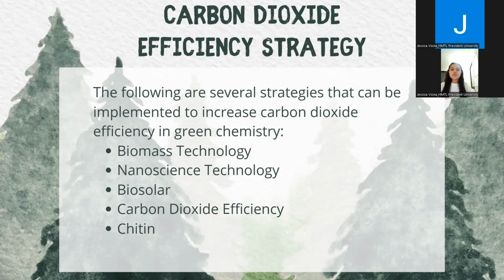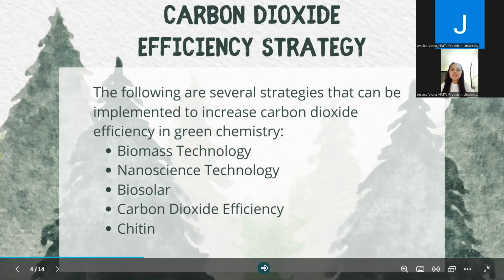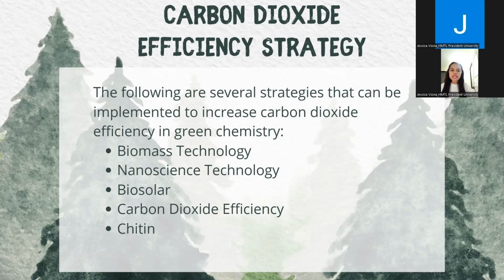And next is carbon dioxide efficiency: use of carbon dioxide efficiency technologies to reduce the carbon dioxide emissions produced by chemical and industrial processes. And the last one is the use of biodegradable material to reduce waste and environmental pollution as well as reduce carbon dioxide emissions.